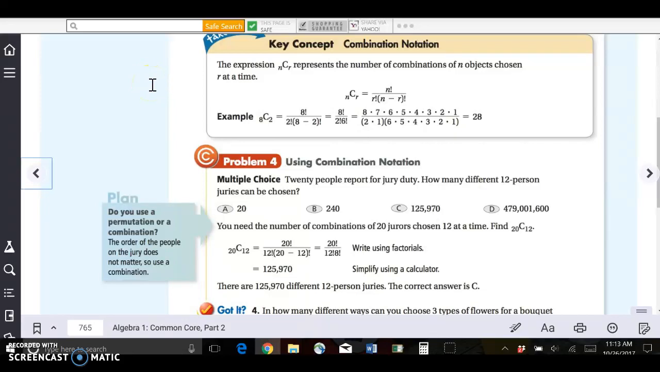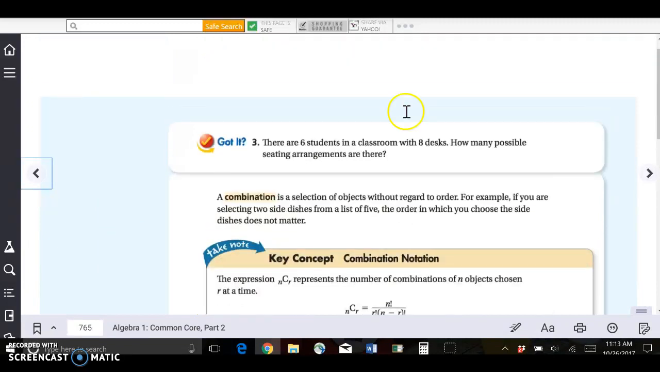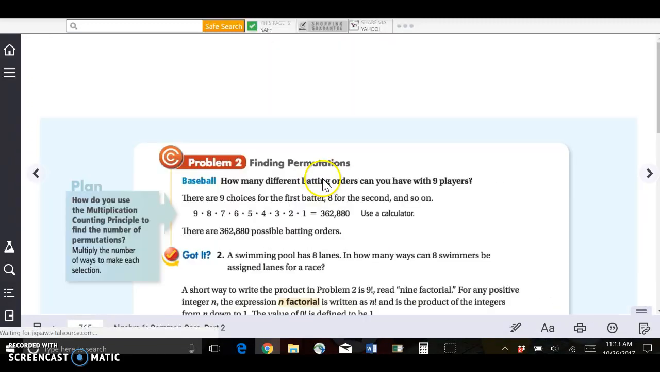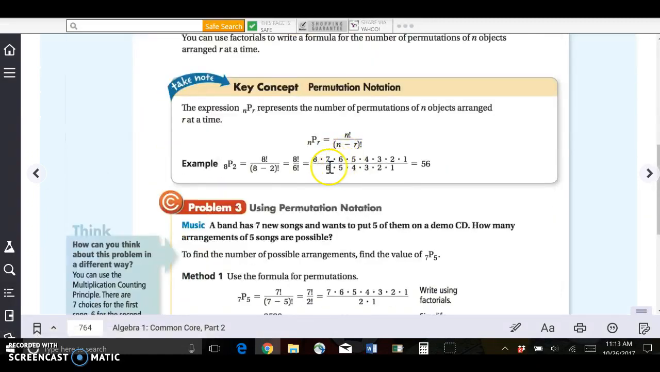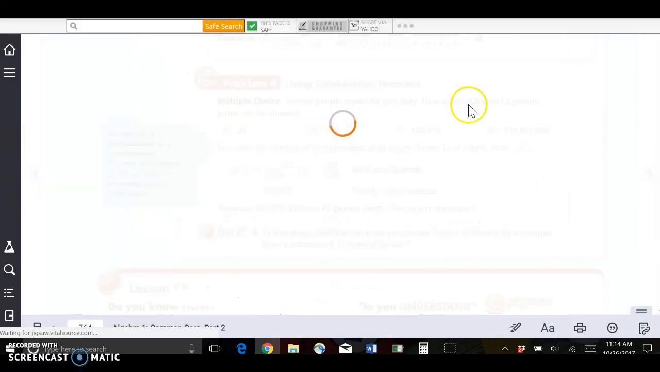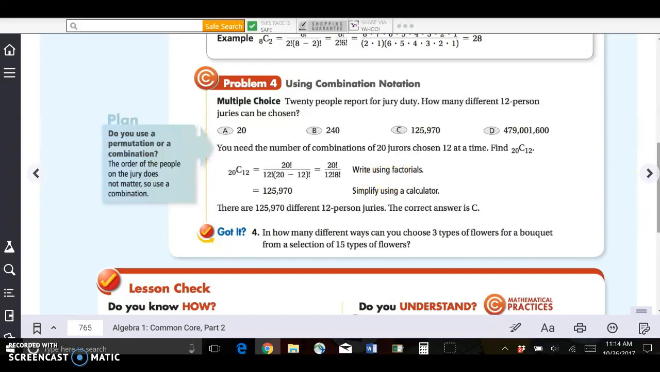Okay, we're taking a look at lesson 6-6 and we are looking at problem 4. Before we do, we're going to look at the combination notation. The expression nCr represents the number of combinations of n objects chosen r at a time. The formula would be nCr equals n factorial divided by r factorial times (n minus r) factorial. If you remember the permutation formula, notice that there's no r factorial there. So that's the difference between the permutation formula and the combination formula.